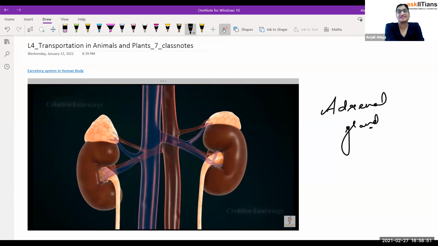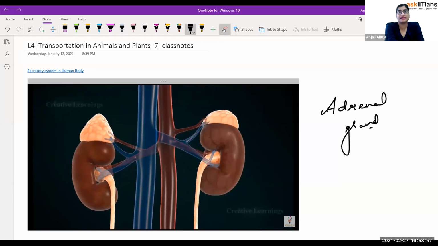And this adrenal gland secretes hormones to control kidney function, to control the digestive system of our body, how digestion and growth are maintained in the body.